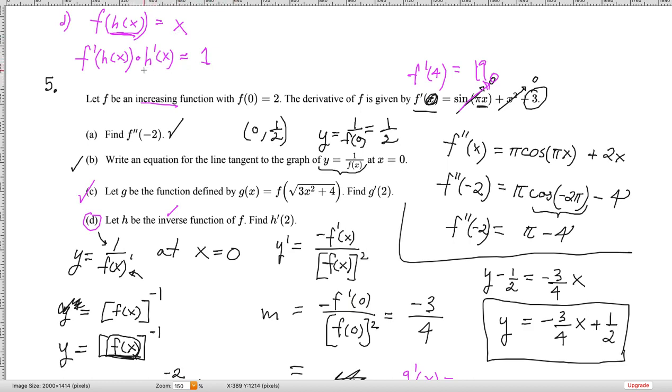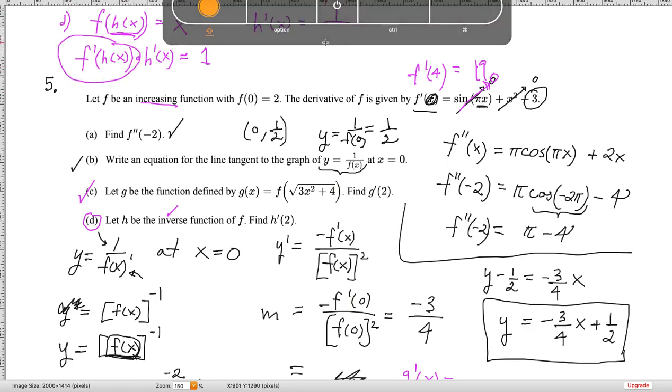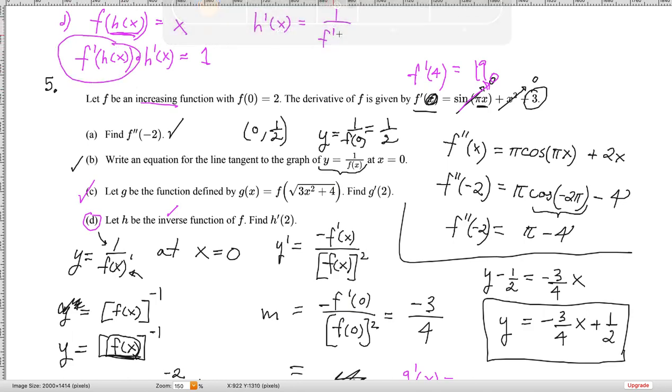Now I want h prime of x. They want me to find h prime of 2. So I divide on both sides and I get an expression for h prime of x. I divide 1 by this here, f prime of h of x. And then now they want me to find out exactly what h prime of 2 is going to be. And that's going to be 1 over f prime of h of 2.